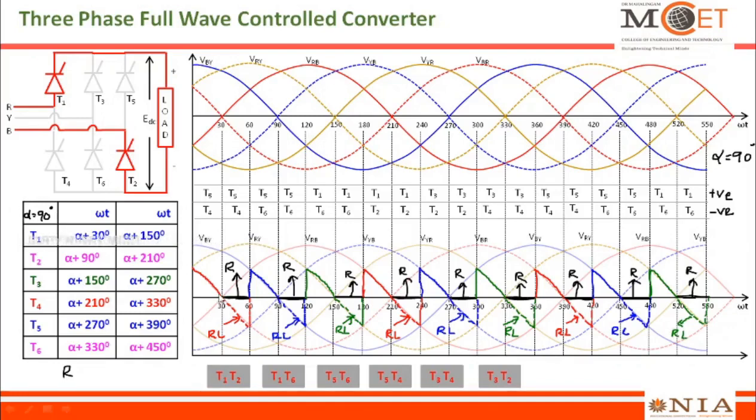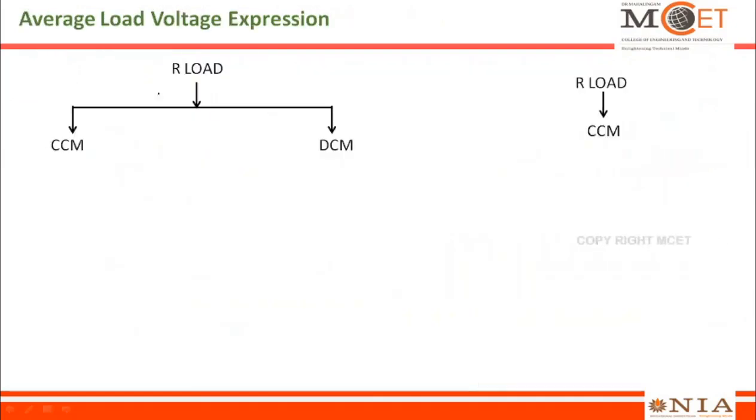When alpha is given as 60 degrees, there was no discontinuity. But when alpha becomes 90, there is a discontinuity. So any increase in angle of firing more than 60 degrees leads to discontinuous conduction mode in the case of resistive loads, whereas for RL load it will always be continuous. Now let us try to derive the average load voltage expression for both R load and RL load. R load is in continuous conduction for alpha lying between 0 and 60 degrees, and discontinuous conduction when alpha is greater than 60 degrees.